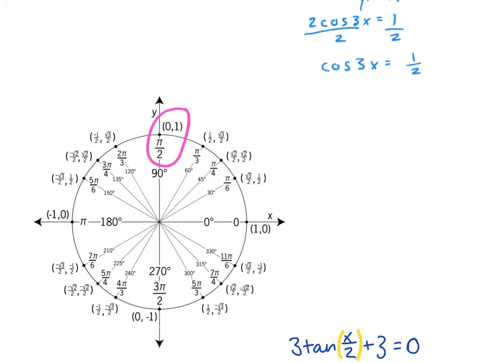So we need to find where our x value is 1/2. Pi over 3. Where else? 5 pi over 6. So we have 3x is equal to pi over 3, and 3x is equal to 5 pi over 6. Oh yeah, you're right, it's the x value. 5 pi over 3, that's what you said. So 3x is equal to 5 pi over 3.